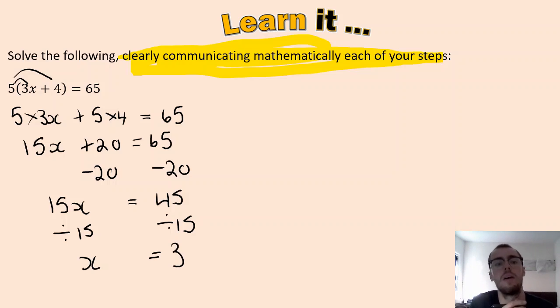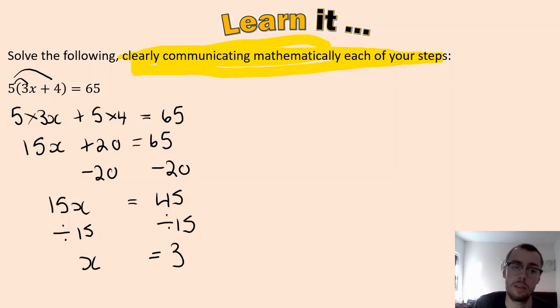x equals 3. So by clearly communicating mathematically, it's really clear what I've done. The first line of working is an expansion of the bracket. The second line is writing that expansion with the equation. The next one is showing the inverse operation. The line after that, which is 15x equals 45, shows us what we have left after that first step inverse operation. The next is division by 15, again communicating understanding of the inverse operation. And then the last one is showing a solution.